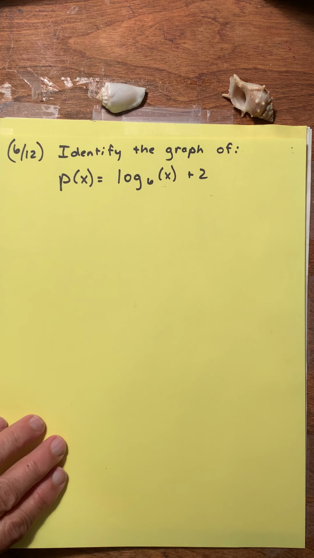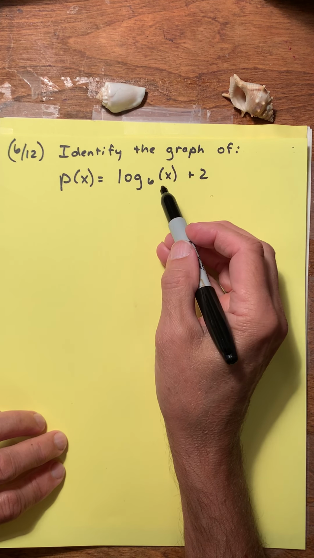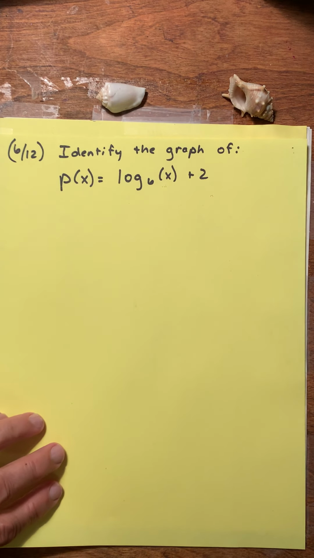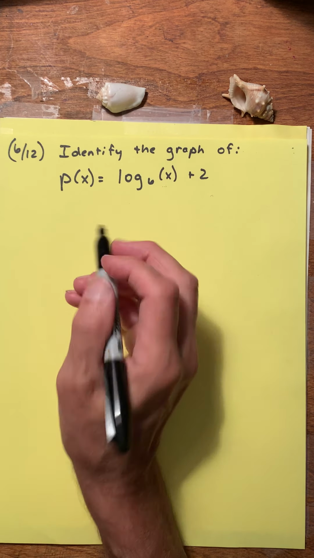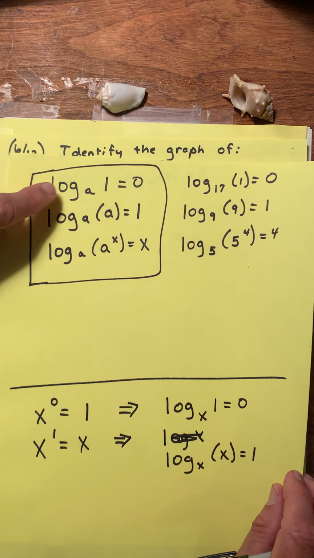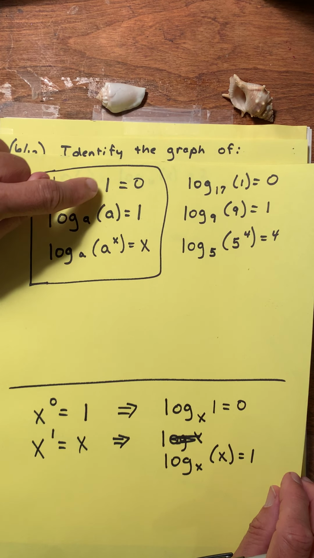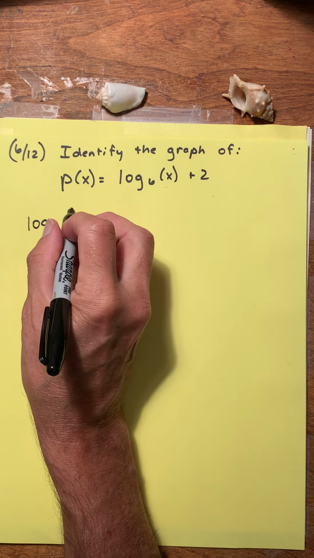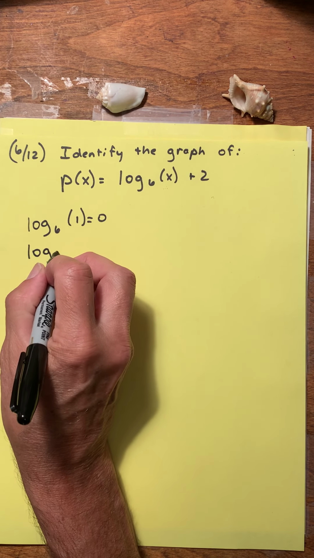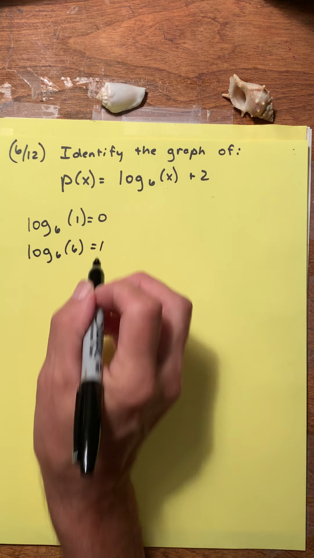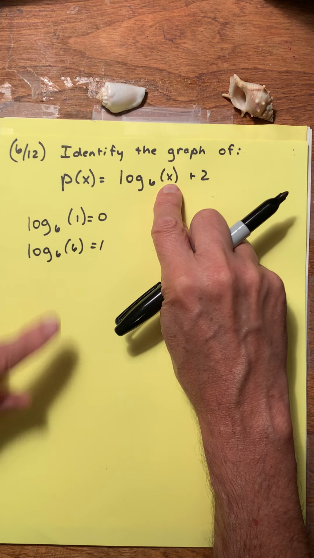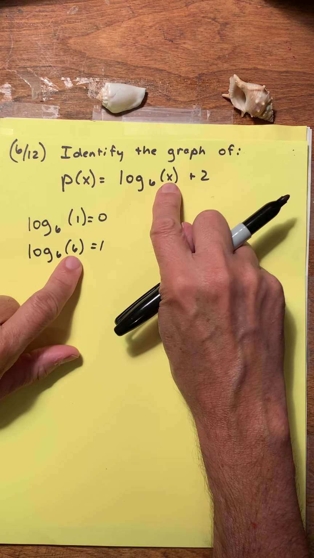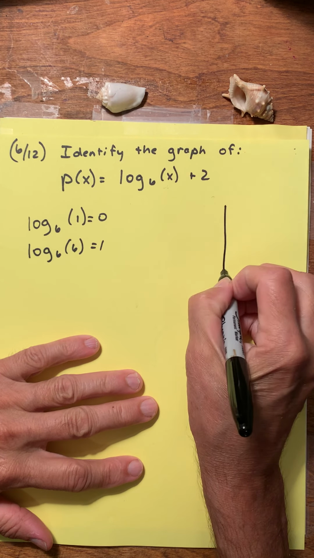Okay, one more graph. Identify the graph of log base 6 of x plus 2. Now, let's go over again 2 things I know for sure about log base 6. I know that log base 6 of 1 is going to be 0. And I know that log base 6 of 6 is going to be 1. So I'm going to be picking 1 and 6 for my x. Let's see what happens.